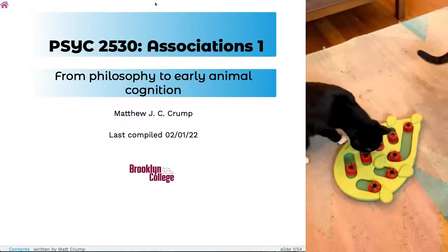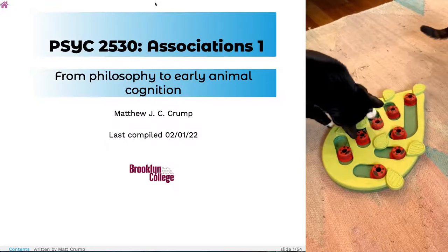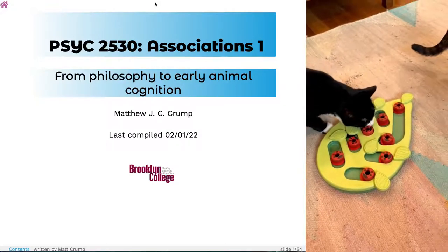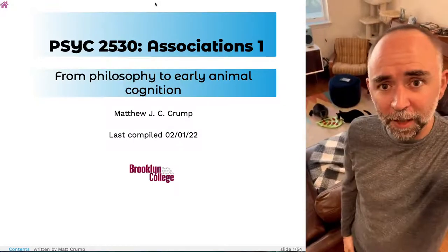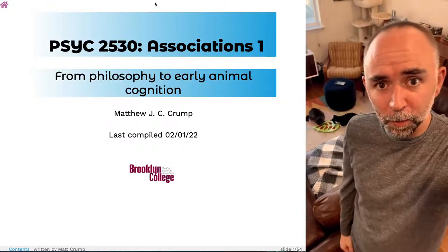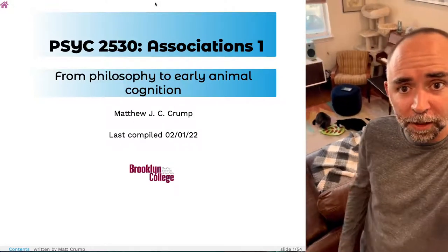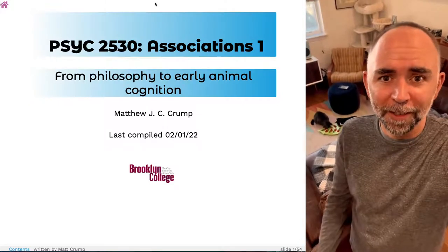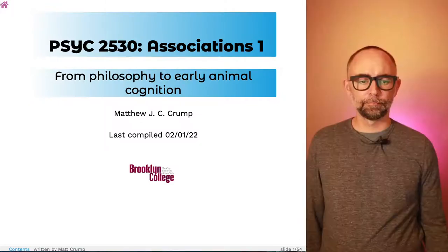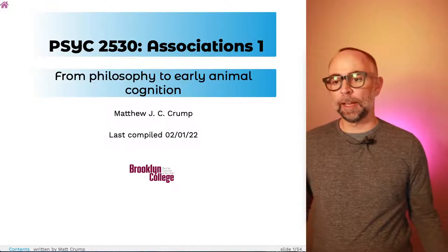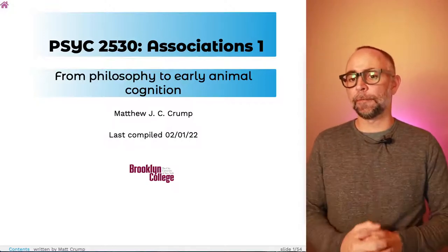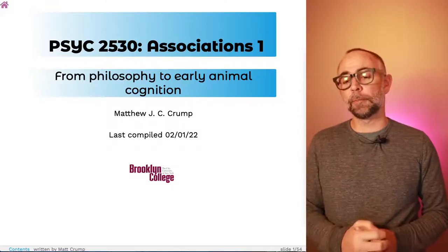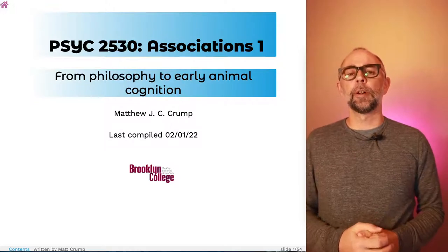I think actually they've done this so many times that it's pretty trivial for them to solve. There, Ernie got one. All right, let's let the cats play and head into the lecture where we will learn more about associations, and we'll actually take a look at some of this research on cats escaping out of puzzle boxes. See you soon.